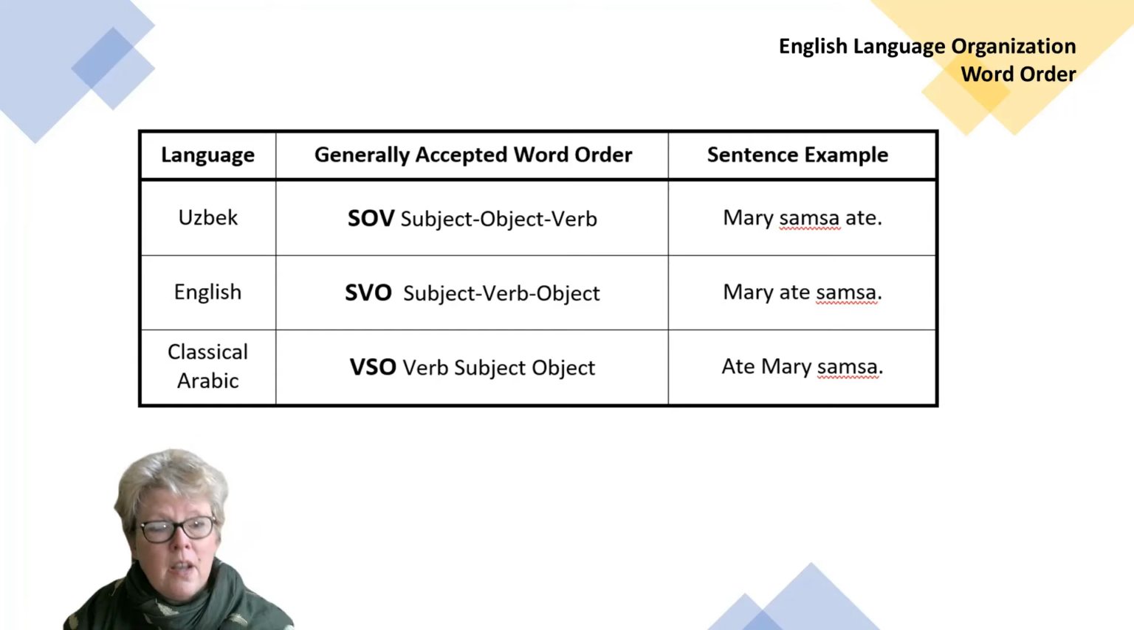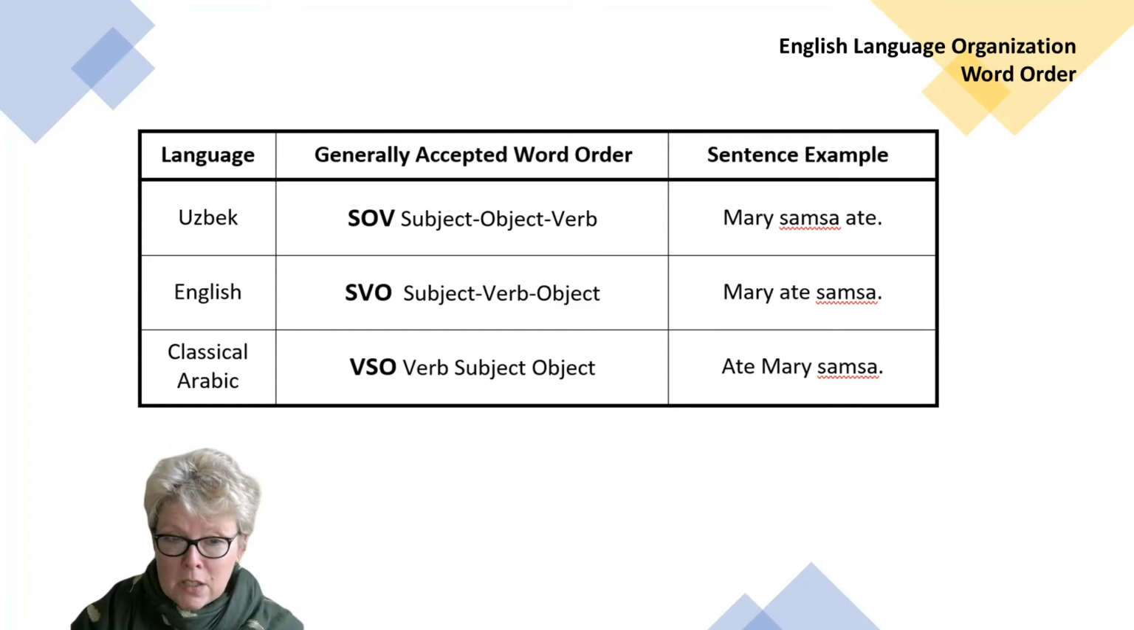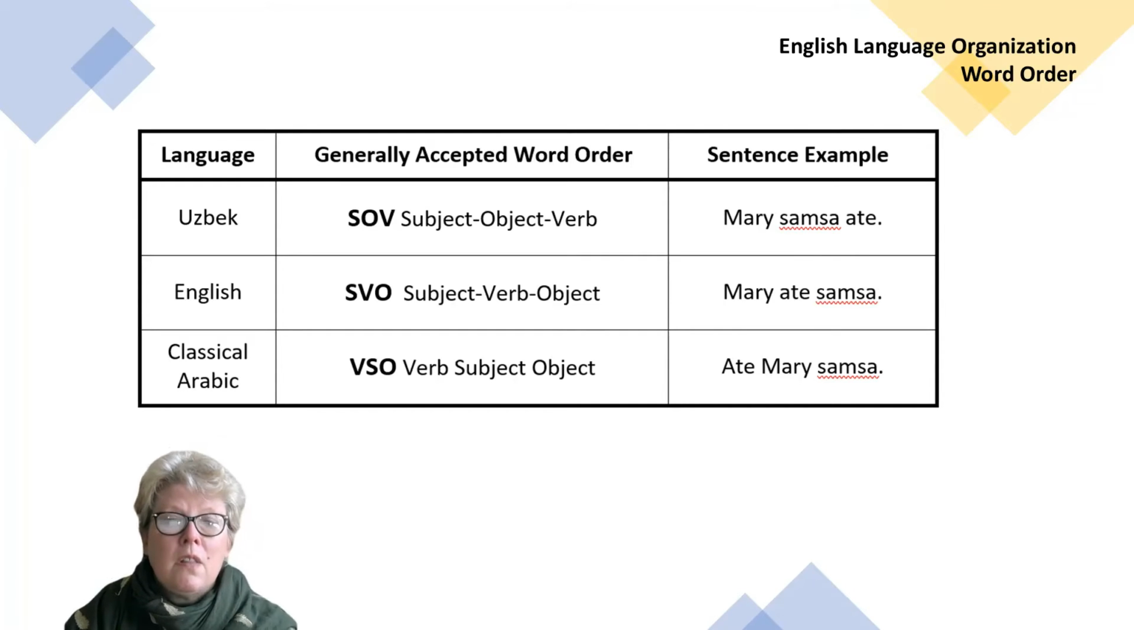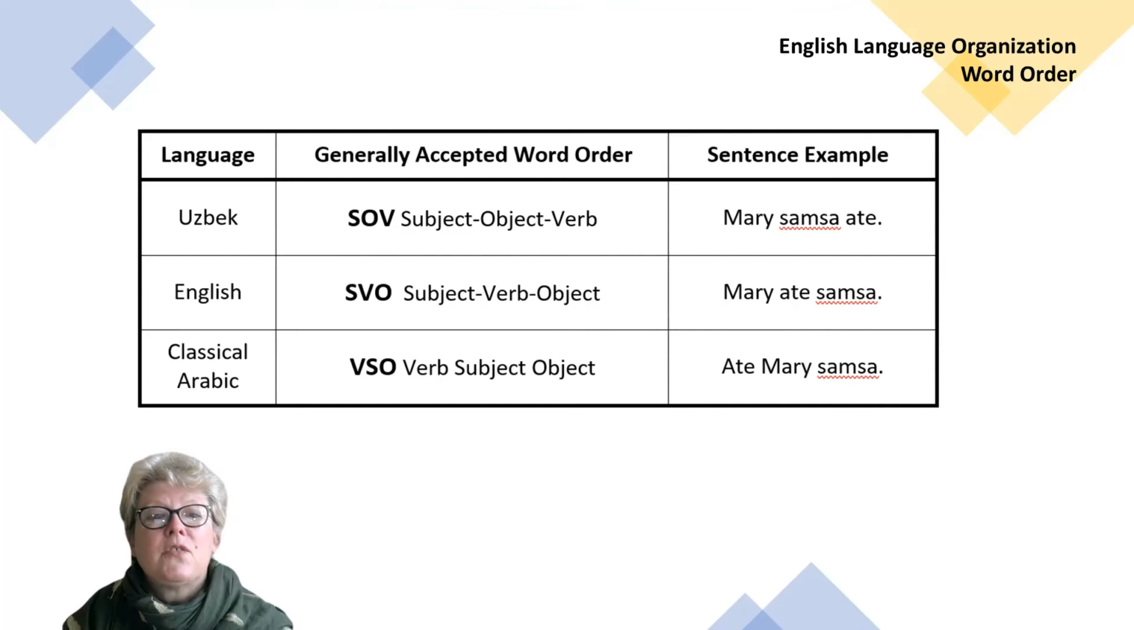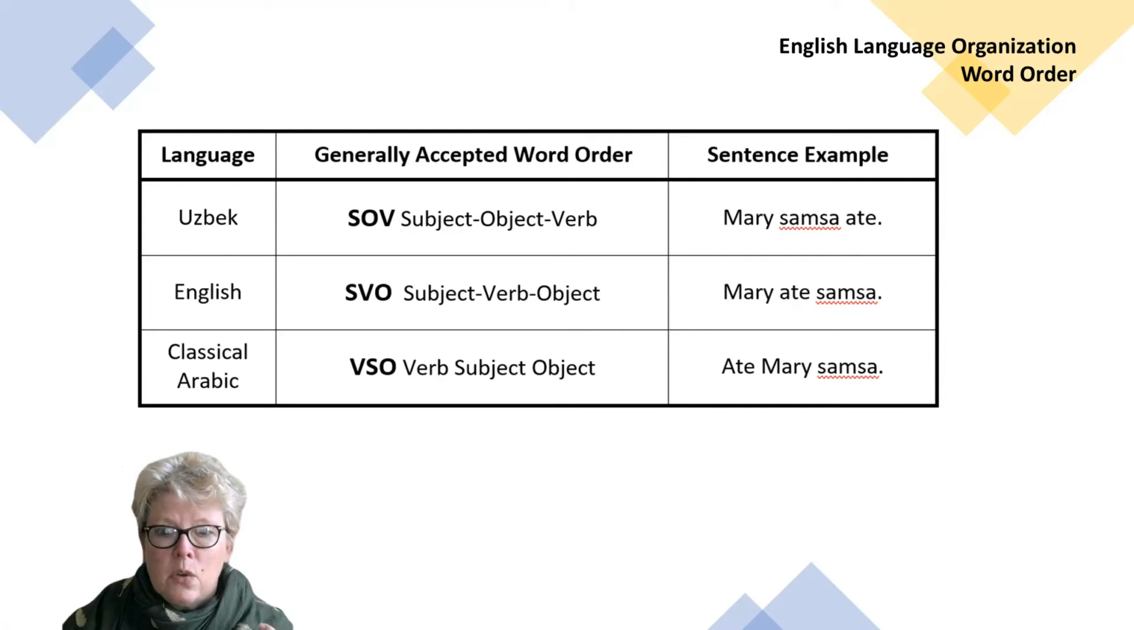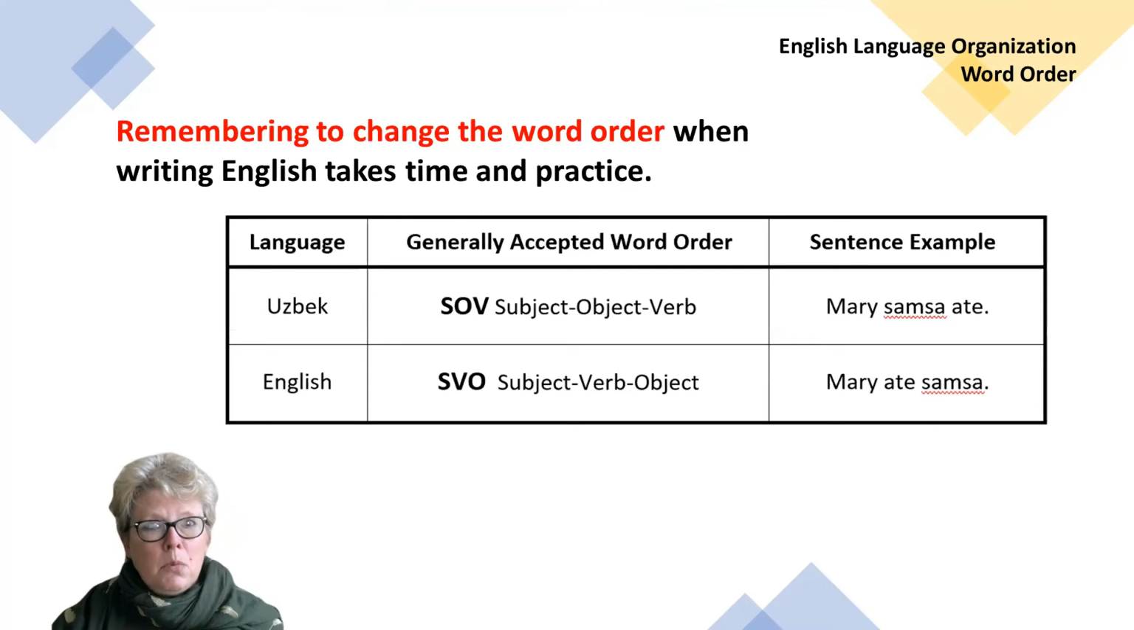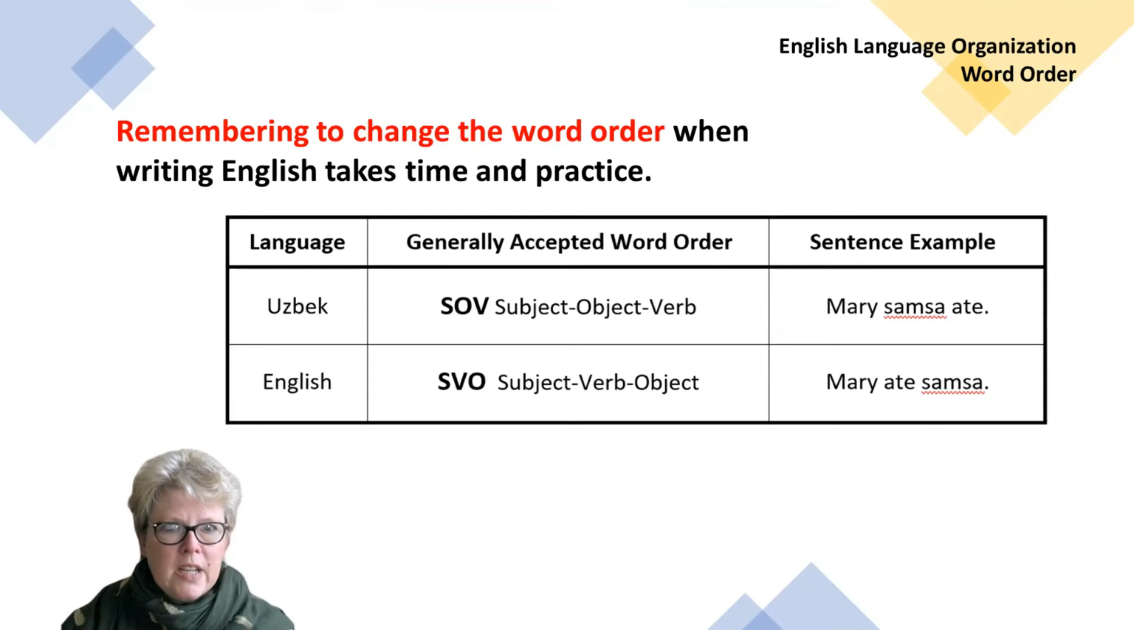It makes sense. But if you're writing in another language, like English, you have to make sure you check all your sentences and that they're in SVO order. The subject is followed by the verb and it's followed by the object. Subject, verb, object. You have to get in the habit of doing this when you write. Remembering to change the word order when writing English takes time and practice.